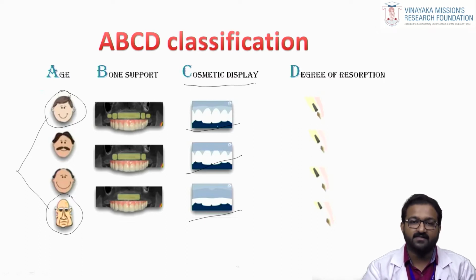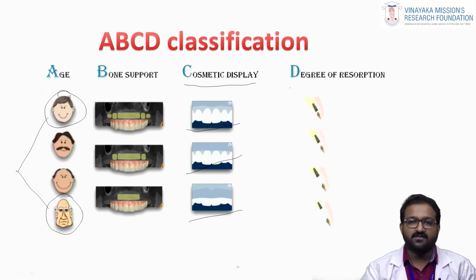Suppose the patient has a high lip line, so the gingiva of the patient is visible when he is speaking. For that patient you can give an FP3 prosthesis, hybrid denture, so that you can raise the gingival transition even more apically, so that the transition is not visible when the patient is speaking. This is what the cosmetic display indicates.